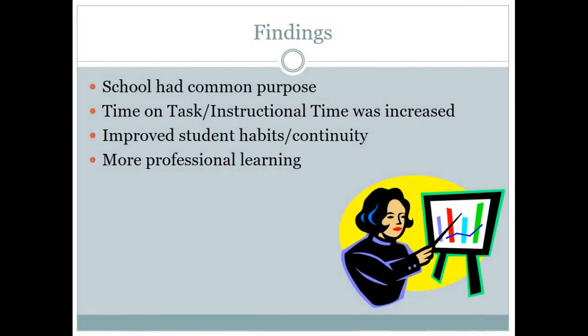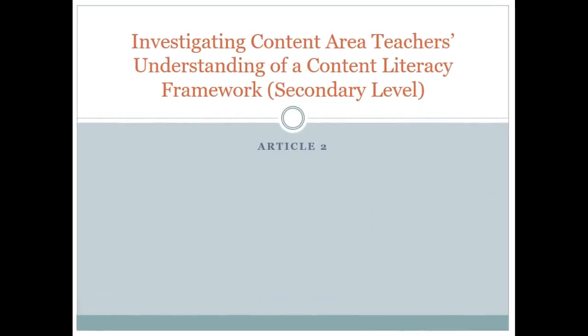The findings from this research was that the school had a common purpose. As we saw, they were very focused on that literacy framework. The time on task and instructional time increased significantly, which I know is going to lead to an increase in student achievement. They improved the student habits, and there was continuity from and across grade levels. And then they had more professional learning, which was very deep, hands-on, rich professional learning. So great case study you may want to model after in your Part 3 assignment.